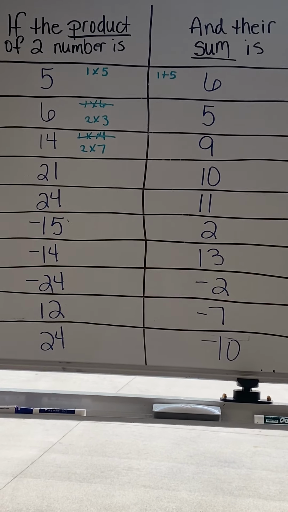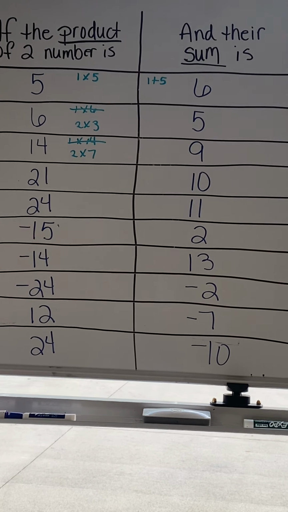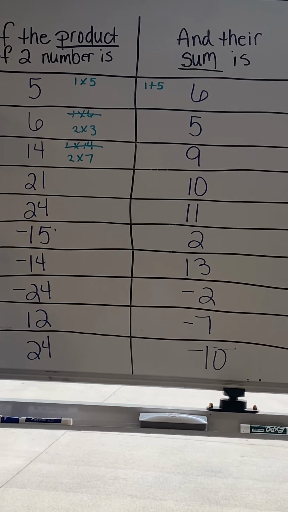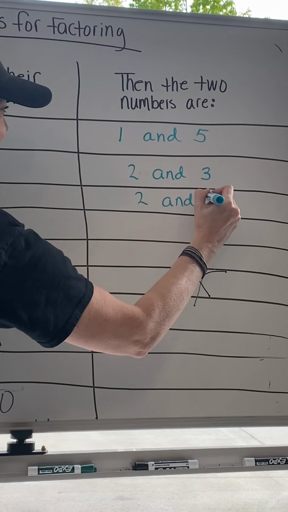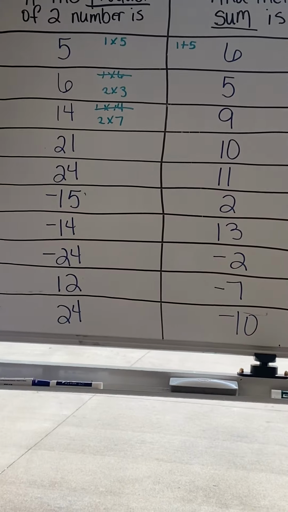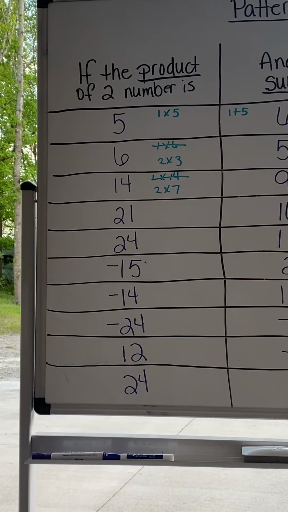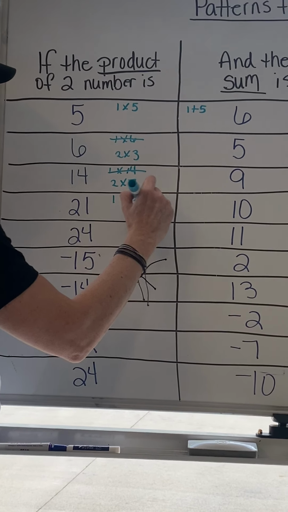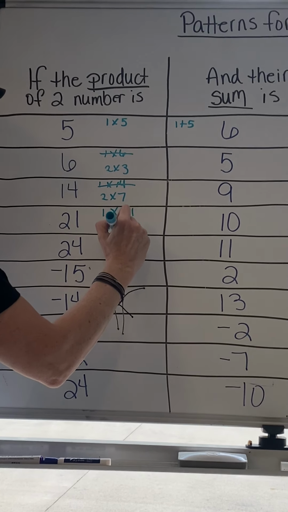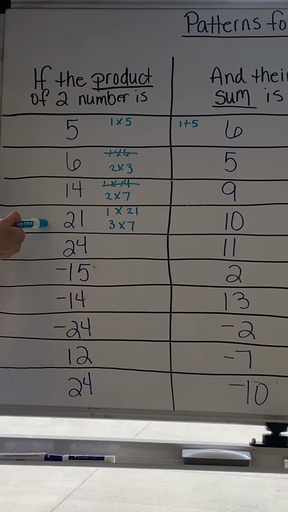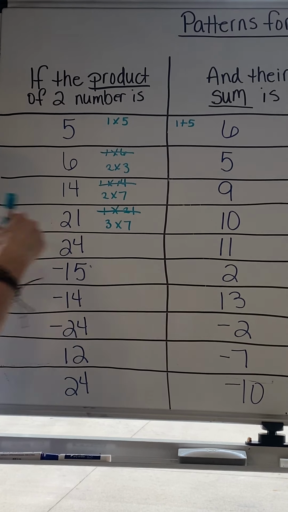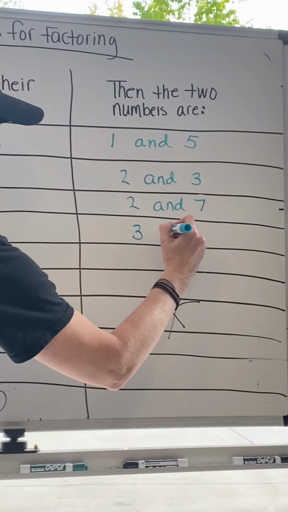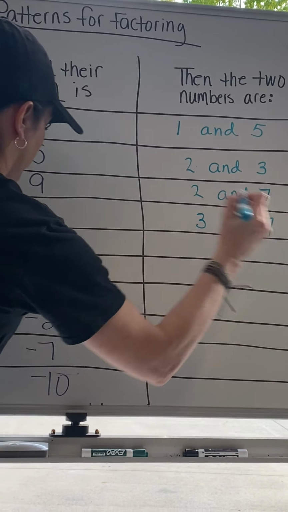For 21, you want to think of two numbers that you can multiply together to get 21 and add together to get 10. Okay, multiply together to give you 21, add together to give you 10. So we have 1 times 21, and then we also have 3 times 7. Both of those give you a product of 21, but only 3 times 7 gives you a sum of 10. So that's going to be 3 and 7.